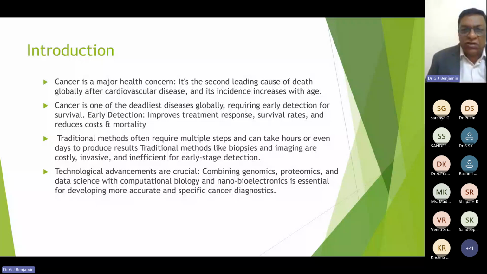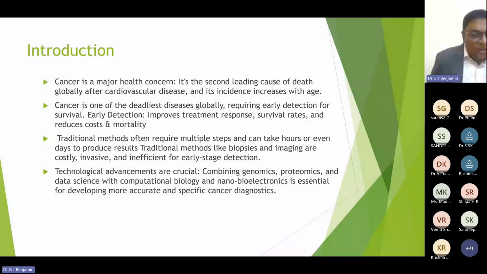Now, coming to the introduction, cancer is a major health concern. It is the second leading cause of death globally after cardiovascular disease, and its incidence increases with age. Number one killing disease in the world is cardiovascular. The second is cancer. So cancer is one of the deadliest diseases globally, requiring early detection for survival. Early detection improves treatment response, survival rates, and reduces cost and mortality.